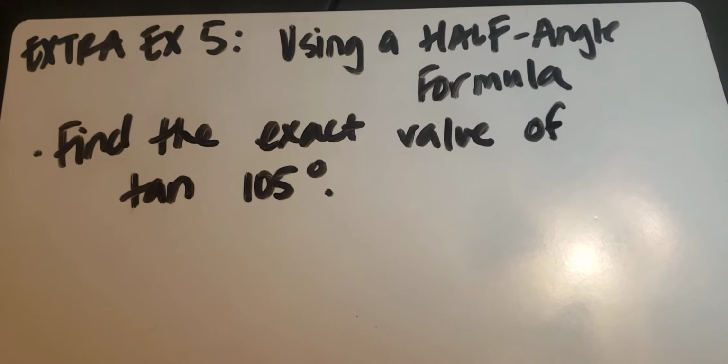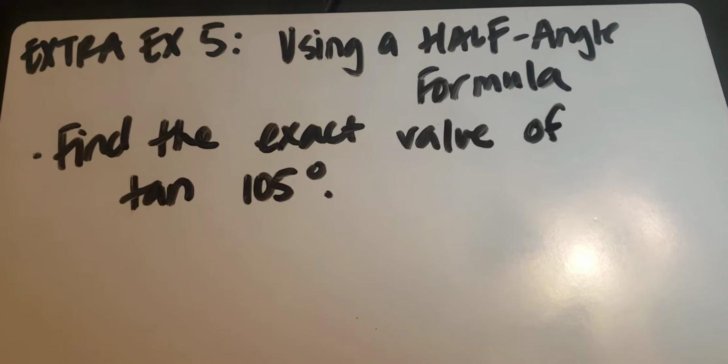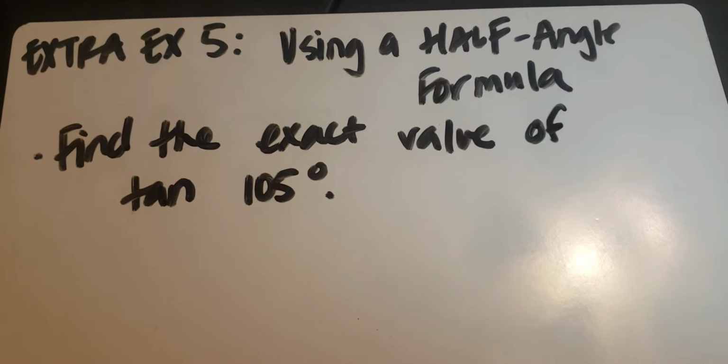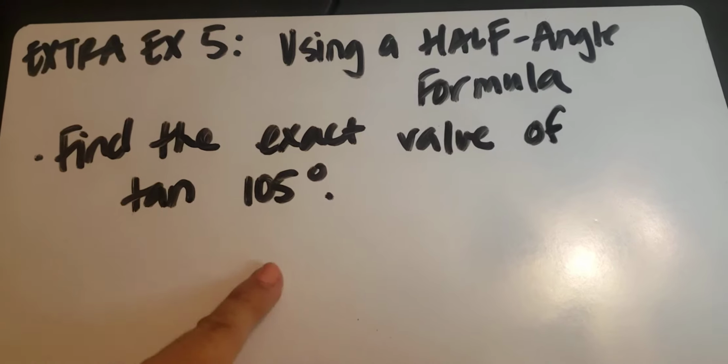All right, boys and girls, today we're going to start with section 5.5. We're going to do day 2, and we're starting off with example 5, which is using the half angle formulas, and you can actually find those on page 387, right above example 5. The example says, find the exact value of tangent of 105.